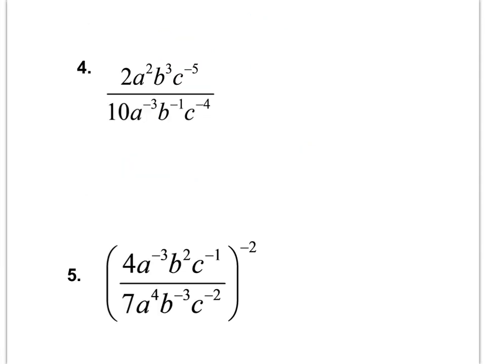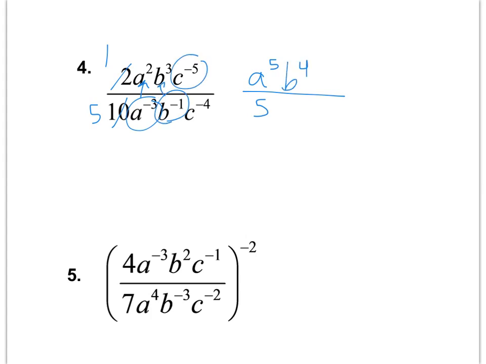Let's go through a few more examples. Number 4. I need to simplify here using only positive exponents. So I'm going to first simplify, take away or divide by 2. So I'm left with 1 in the numerator and 5 in the denominator. And then if I bring up 3 a's and I already have 2, I get a to the fifth. If I bring up that b, I get b to the fourth.